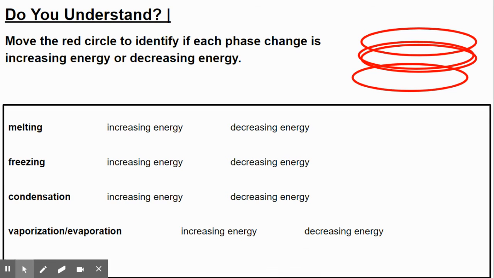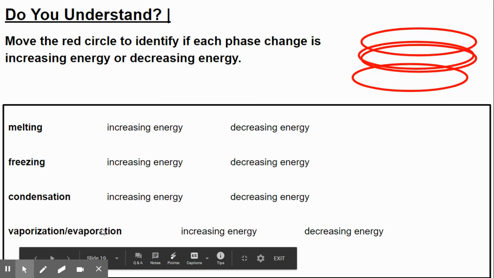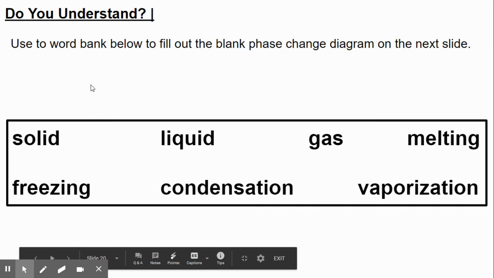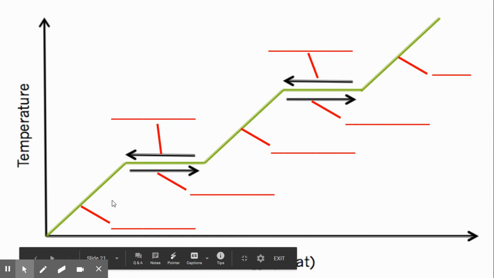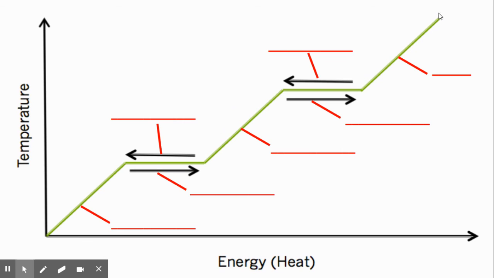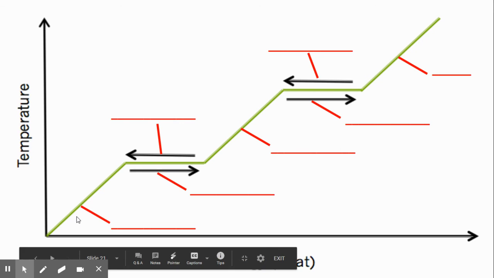Okay, last part for you. Do you understand this? Move the red circle to identify if each phase change is increasing or decreasing in thermal energy. So melting, freezing, condensation, vaporization or evaporation. Use a word bank, these words to fill out this slide. And I would make sure that you would do this in your notebook. We'll go over this together as a class.